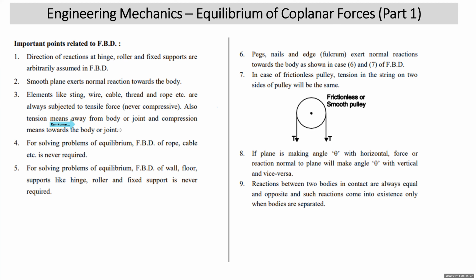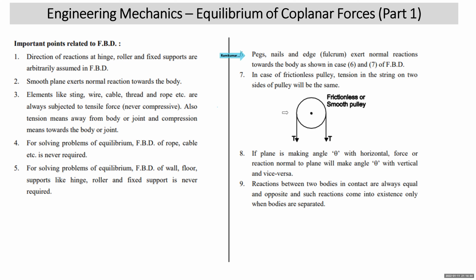As we took tension on the free body diagram of the beam, where it was supported by the string, tension was taken away from the beam, and that too in the direction of the string. And compression means towards the body or towards the joint. For solving the problems of equilibrium, we don't need FBD of rope, cable, wire, etc. Similarly, we don't need the free body diagram of the wall, floor, ceiling, hinge support, roller support, or fixed support. We always need the free body diagram of the body which is being supported by these supporting systems.